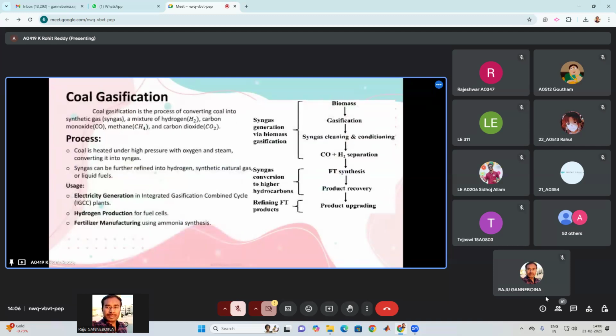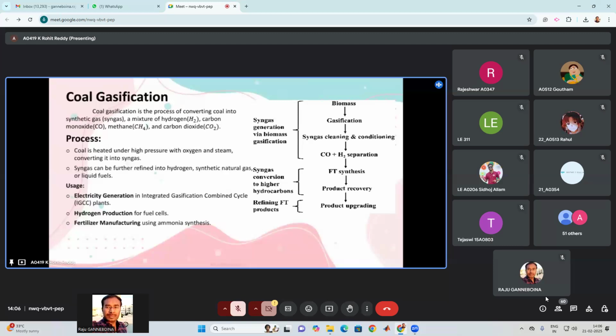The fourth one is coal gasification. Coal gasification is a process of converting coal into synthetic gas, popularly known as syngas, a mixture of hydrogen, carbon monoxide, methane, and carbon dioxide. In this process, the coal is heated under high pressure with oxygen and steam, converting into syngas. Syngas is further refined into hydrogen, natural gas, or liquid fuels.